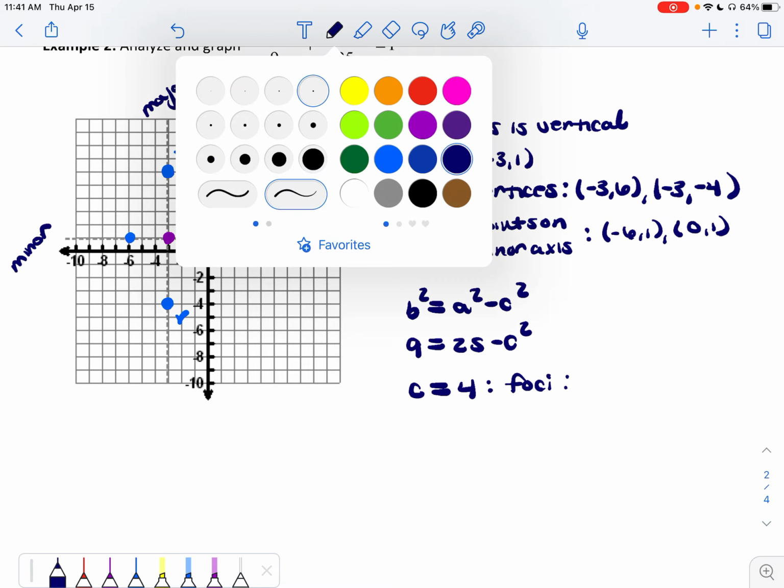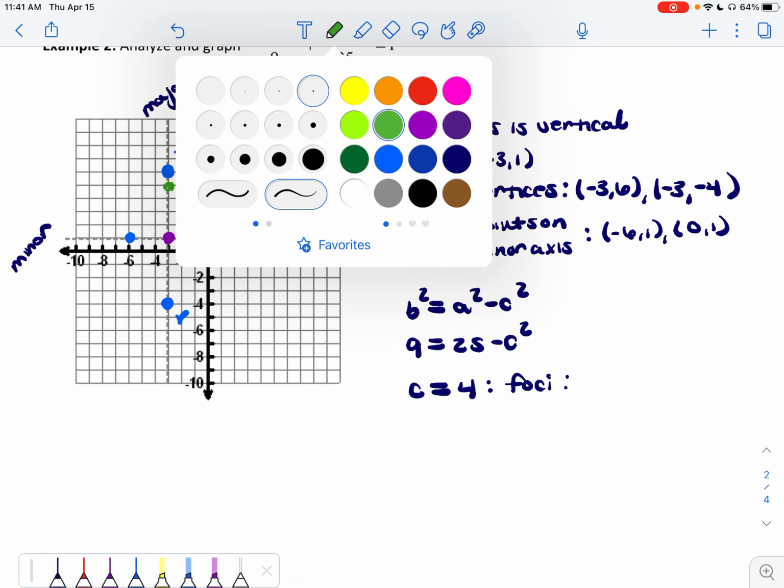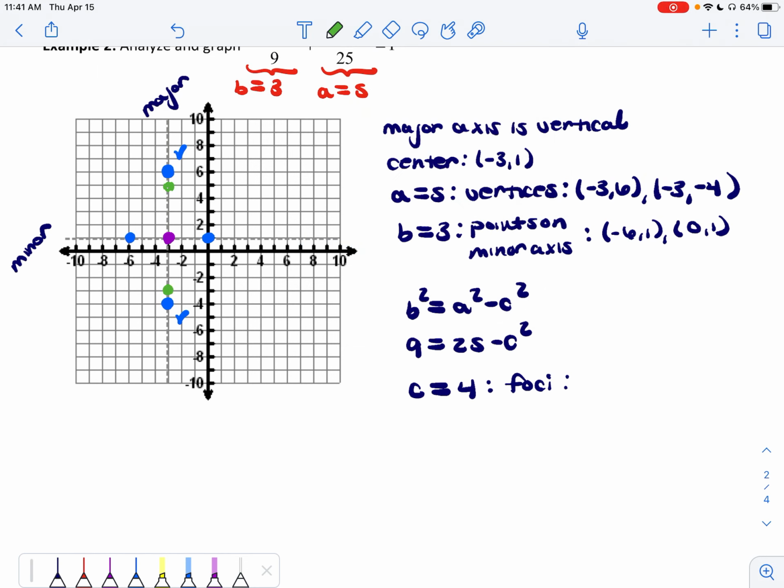So foci are along the major axis. Right, so from the center, I'm going to go up 4 units and down 4 units. And that'll give us our foci. So those are going to be at the points -3, 5, and -3, -3. And then the last thing to do is just connect our points. And we have our ellipse.